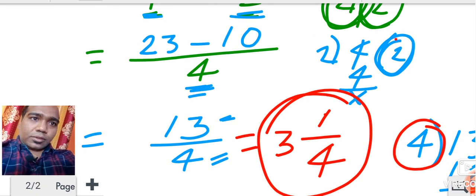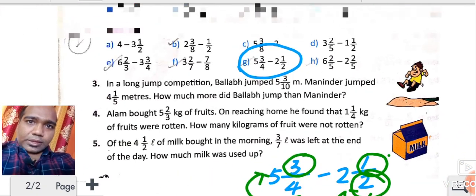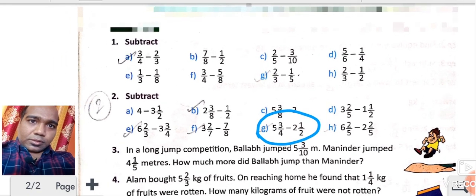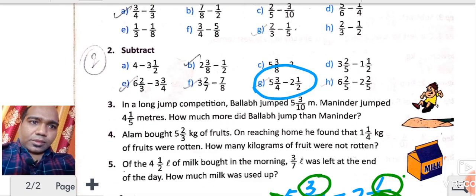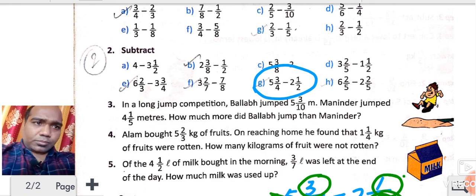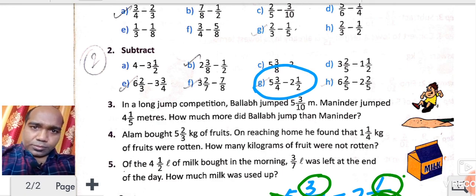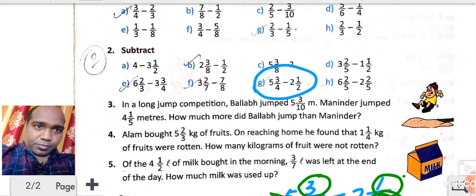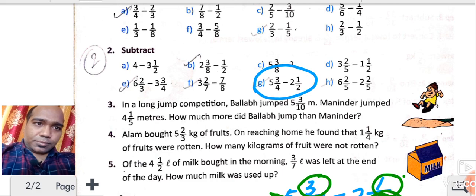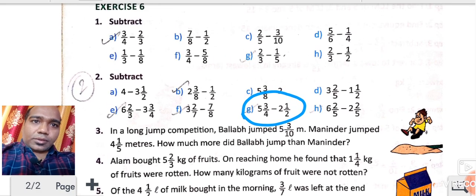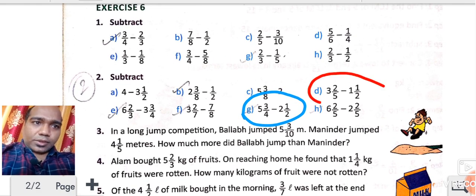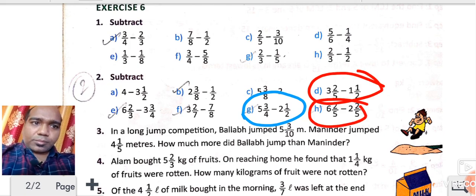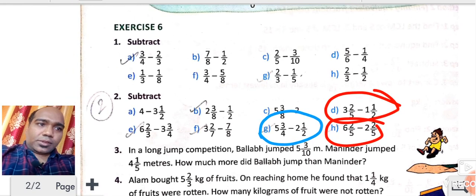Got it? So I hope you can do exercise 6. You can do the statement questions on your own. Okay, and don't lose your sleep over what will happen in the statement questions. It's the same only, we just have to read it and write it in fraction form like this, and just subtraction is there. Okay, so I hope you can do exercise 6 now.